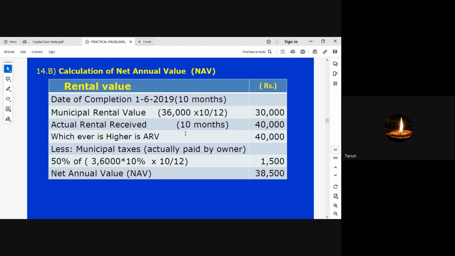In the previous case, the date of completion is 2018, and 2018 to 2020 is the ending period. So the date of completion will not be considered, as there is a gap of 1.5 years or more. There should be a 1 year gap when we talk about the completion period. In this particular question there is no such gap, so we have considered 10 months over here, and the actual rent received is for 10 months.